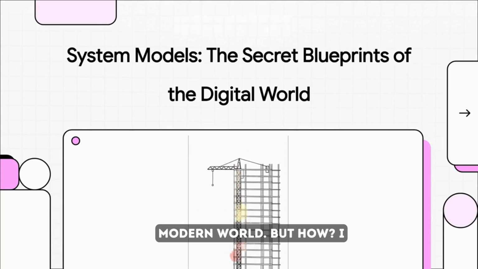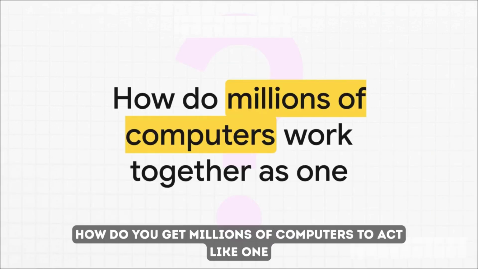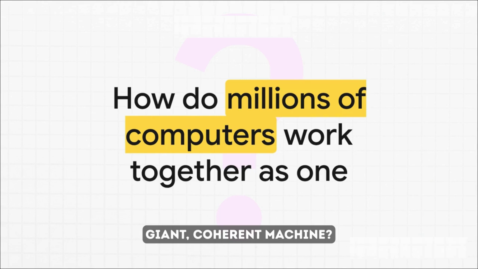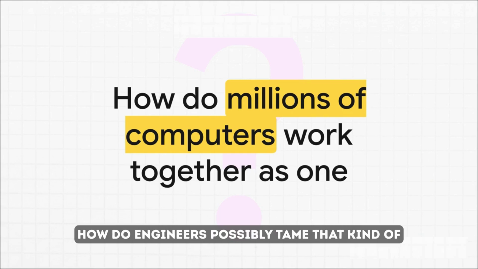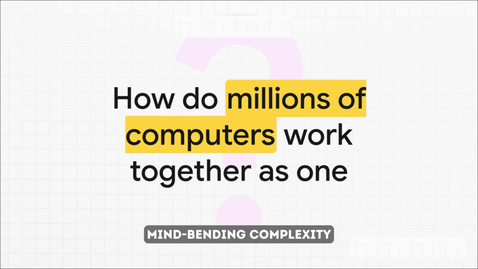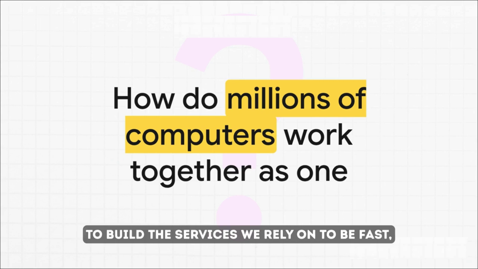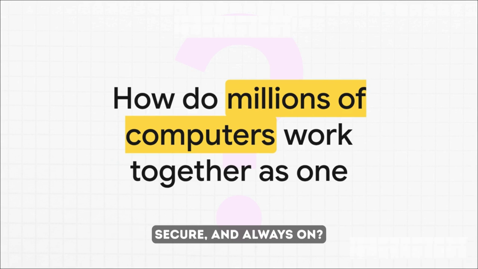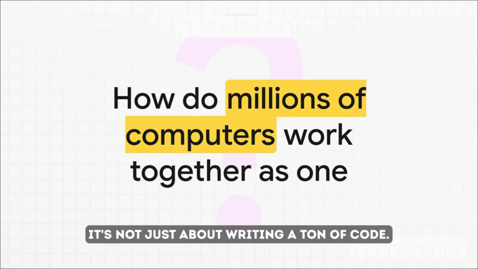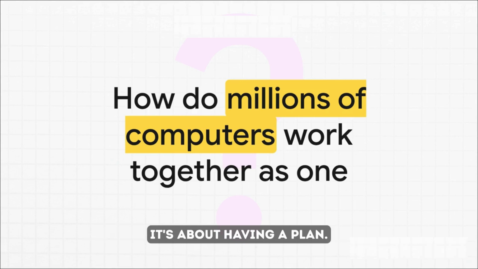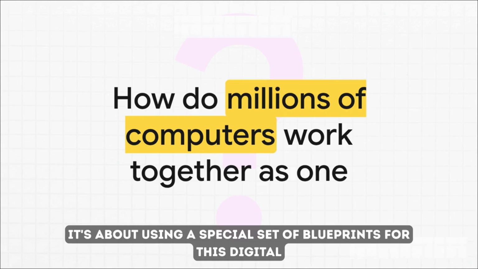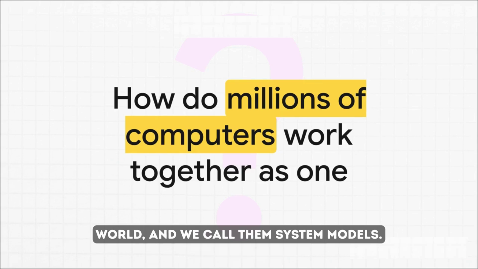But how? I mean, seriously, how do you get millions of computers to act like one giant, coherent machine? How do engineers possibly tame that kind of mind-bending complexity to build the services we rely on to be fast, secure, and always on? Well, the secret, it's not just about writing a ton of code. It's about having a plan. It's about using a special set of blueprints for this digital world, and we call them system models.